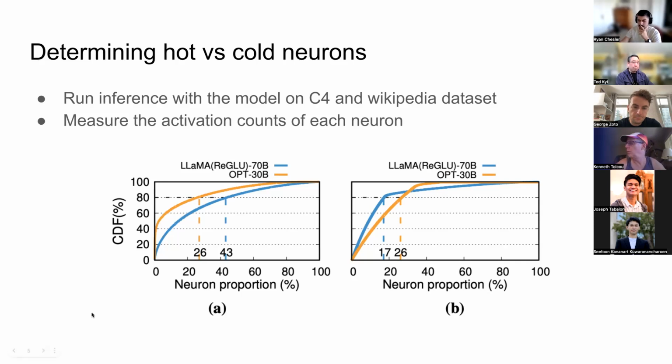And so these graphs show that 26% of the neurons account for 80% of the activations. So on its own, you could say, okay, only put a quarter of the weights on GPUs, and that's going to cover 80% of the actual calculation. And so you're able to essentially handle a four times larger model because you're only putting a quarter of it on GPU.